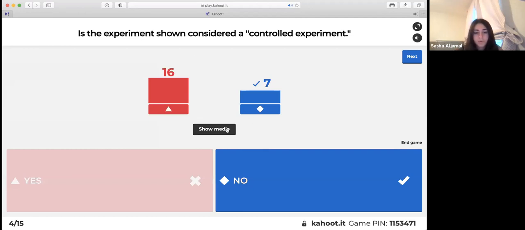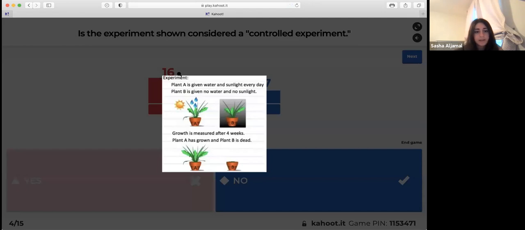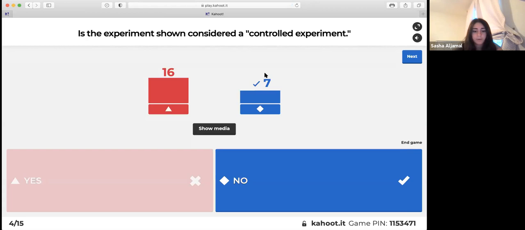Okay, so let's review that. In the experiment, you can see plant A is given water and sunlight every day, and then plant B is given no water, no sunlight. Growth is measured about 4 weeks. Plant A has grown, and plant B is dead. I guess it's not a controlled experiment because all they have is that. There's nothing else, but yeah, whoever said no is correct. So it's okay if you didn't get it.